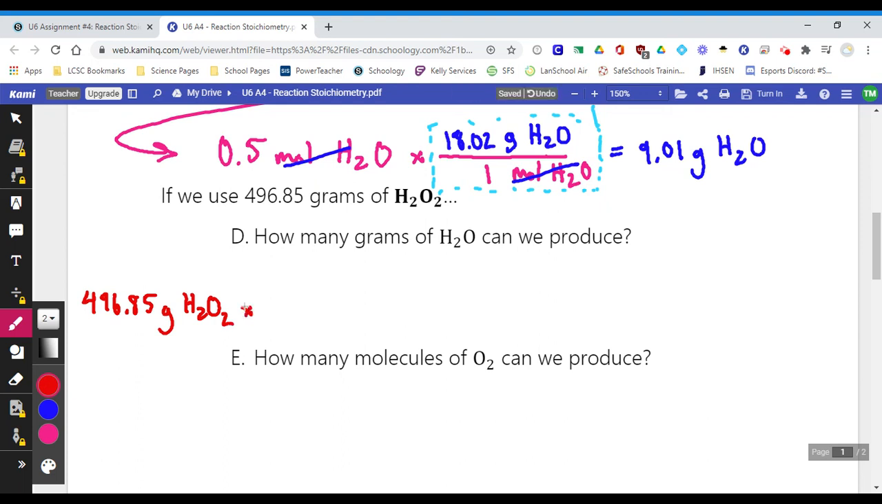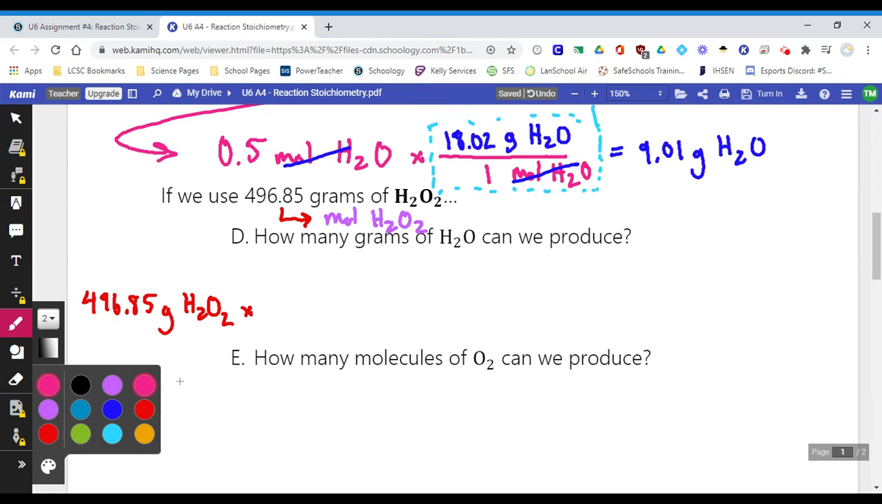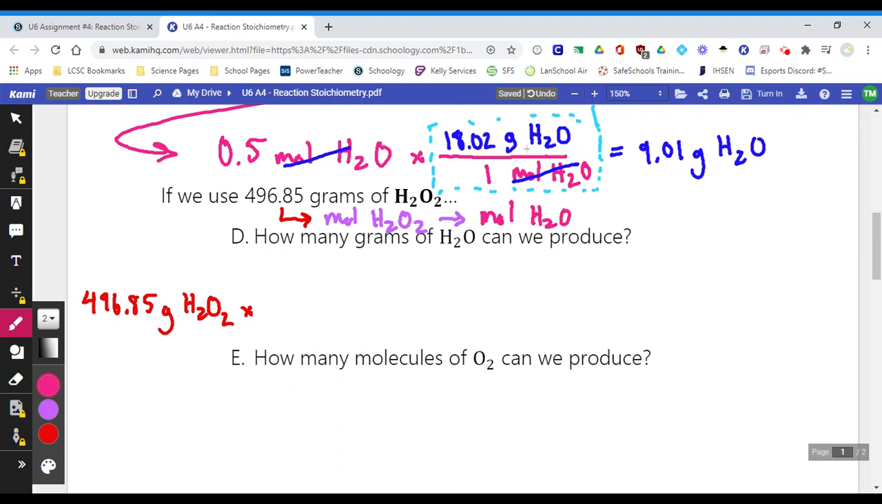Now, in order to get from grams of H2O2 to grams of H2O, I can go from grams to moles of H2O2 using the balanced chemical reaction equation. I can go from moles of H2O2 to moles of H2O. I can relate those just like I did before. And then finally I can go from moles of H2O to grams of H2O. So this is kind of charting my course. This is what I have to do with my conversion factors.